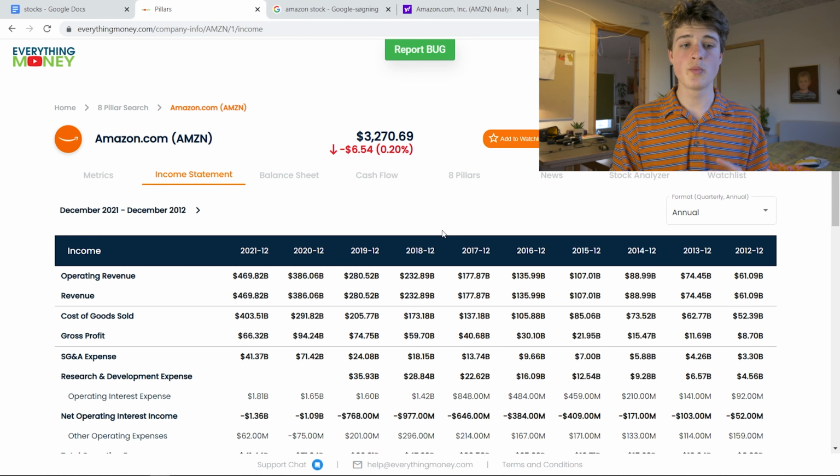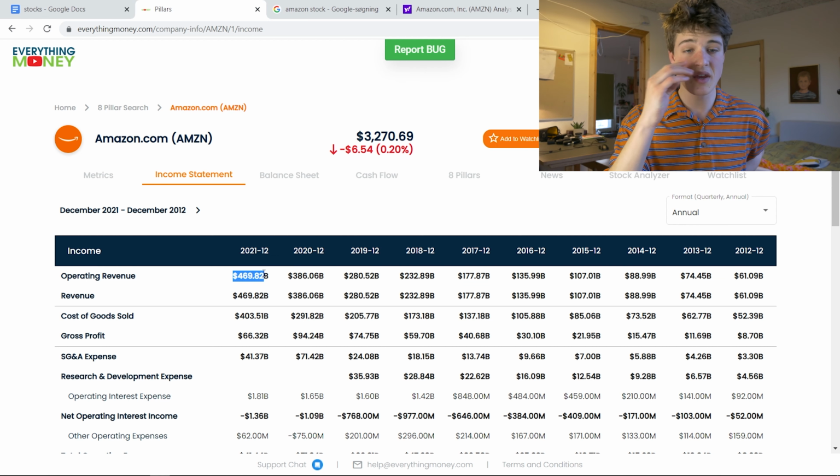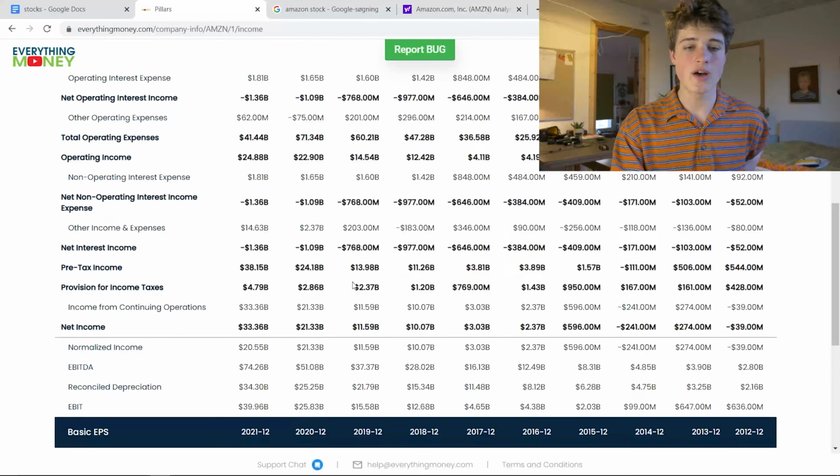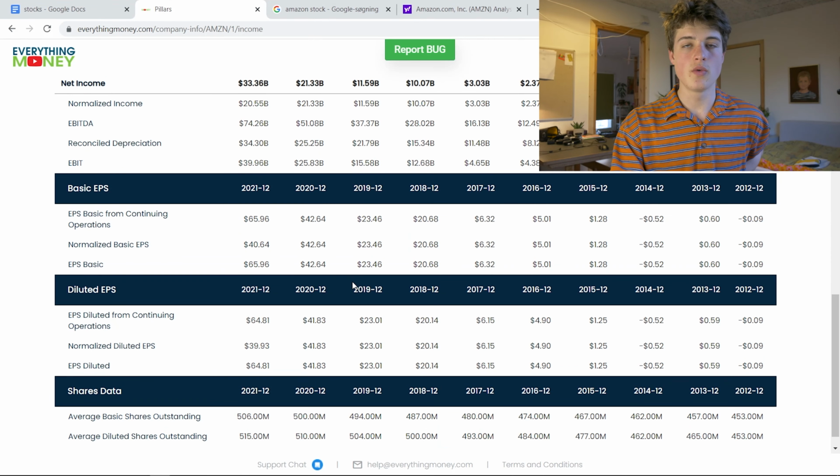Here in the income statement, we want to see that they are growing their numbers. So we go back 5 years and we look at their operating revenue, and we can see it was $177 billion. Last year it was 469 billion. Incredible growth there. That is like 2.5x right there. So incredible revenue growth, but their profit margin is what is holding them back.